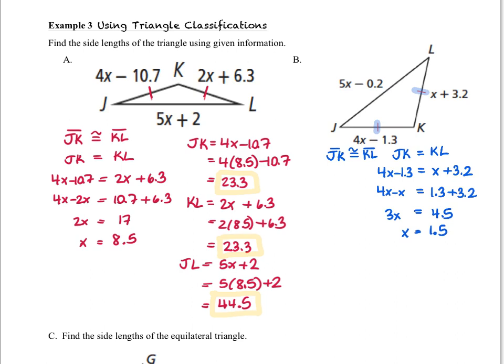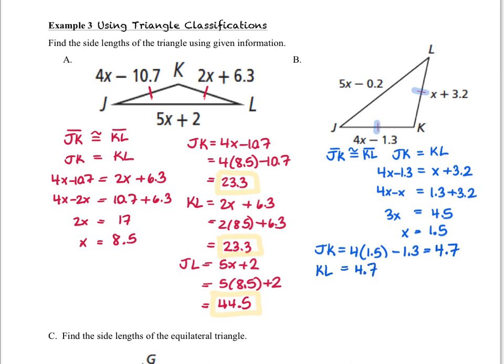And now once again we can plug in what we found for x into each of the expressions and find the three side lengths. JK is equal to 4 times 1.5 minus 1.3, giving us a length of 4.7. We know that segments JK and KL are the same length. So that means we already have the length of KL because those sides are congruent.